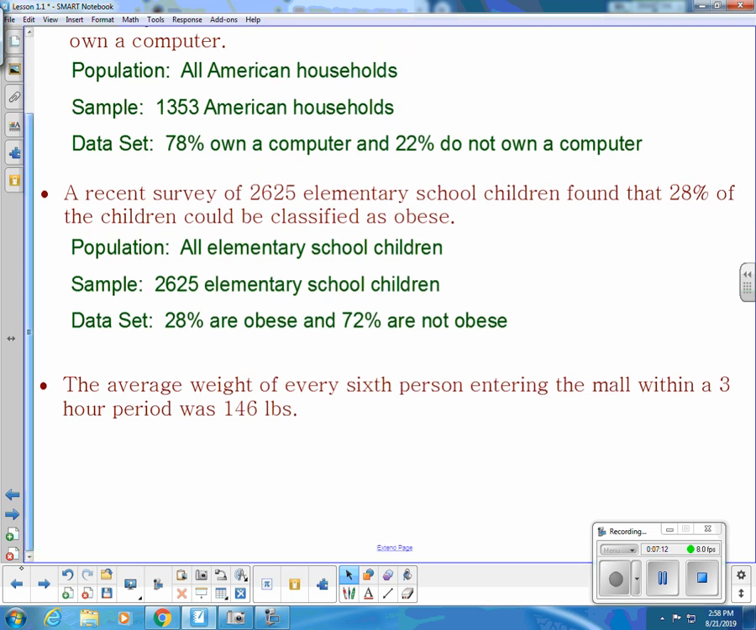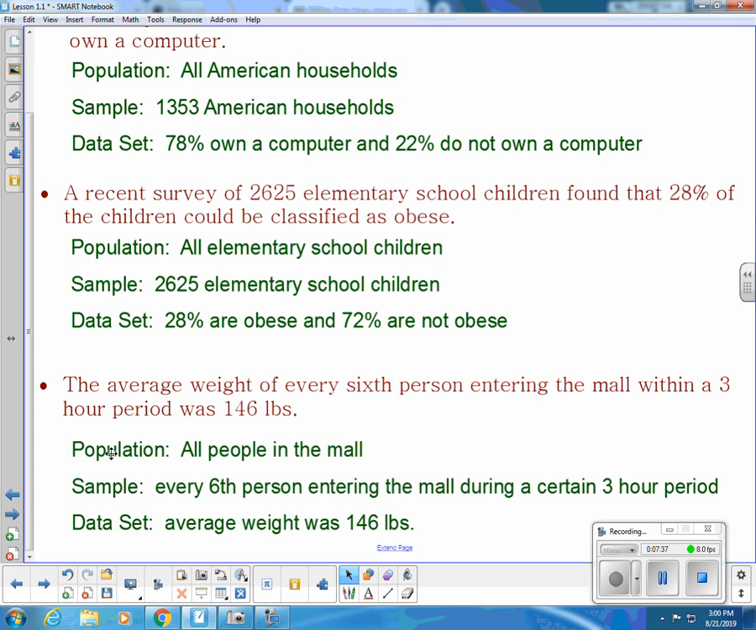The last one's a little bit trickier. When we're talking about the weight of every 6th person involved in a 3-hour period is 146. So basically the population is going to be everybody who's going to the mall, okay? The sample, you're just going to describe it: every 6th person entering the mall within a certain 3-hour period. And then the data set, they're not giving the actual percentages or whatever, they're telling you the average of the weights of those people was 146 pounds. Okay? All right.